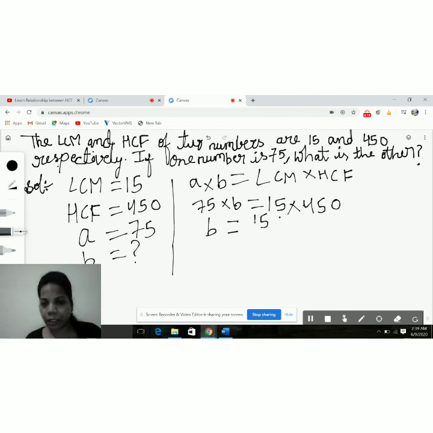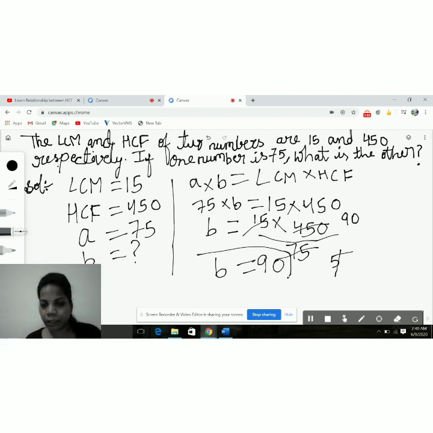So B is equal to 15 into 450 by 75. Right? So now we will cancel it. 15 ones are 15, 15 fives are 75. Right? Now again 5 ones are 5, 5 nines are 45. 5 zeros are 0. So the value of B is equal to 90.